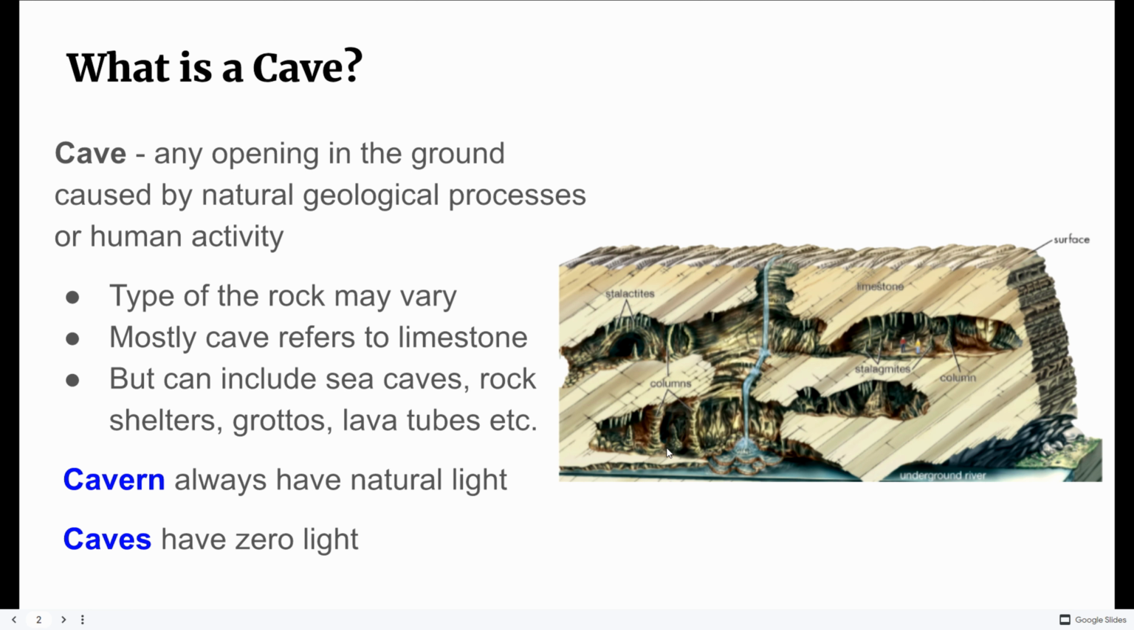You can see some of the features in this image on the right-hand side as well. You're looking at a limestone cave. You've got stalagmites, columns, stalactites. We're going to talk about each of those features in a future lesson.